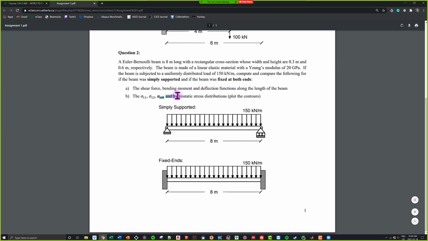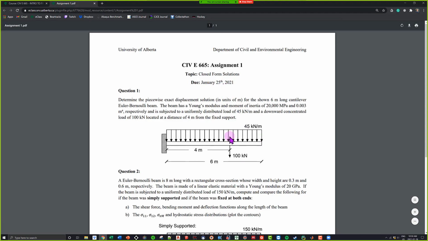The only thing you guys need is the von Mises stress and the hydrostatic stress, which is nice and easy because you guys have the complete stress tensor. It's just sigma 11 and sigma 12. The first one, even easier. All I want in this one is the deflection function. And again, we're going to have 2 of them because of this discontinuity.